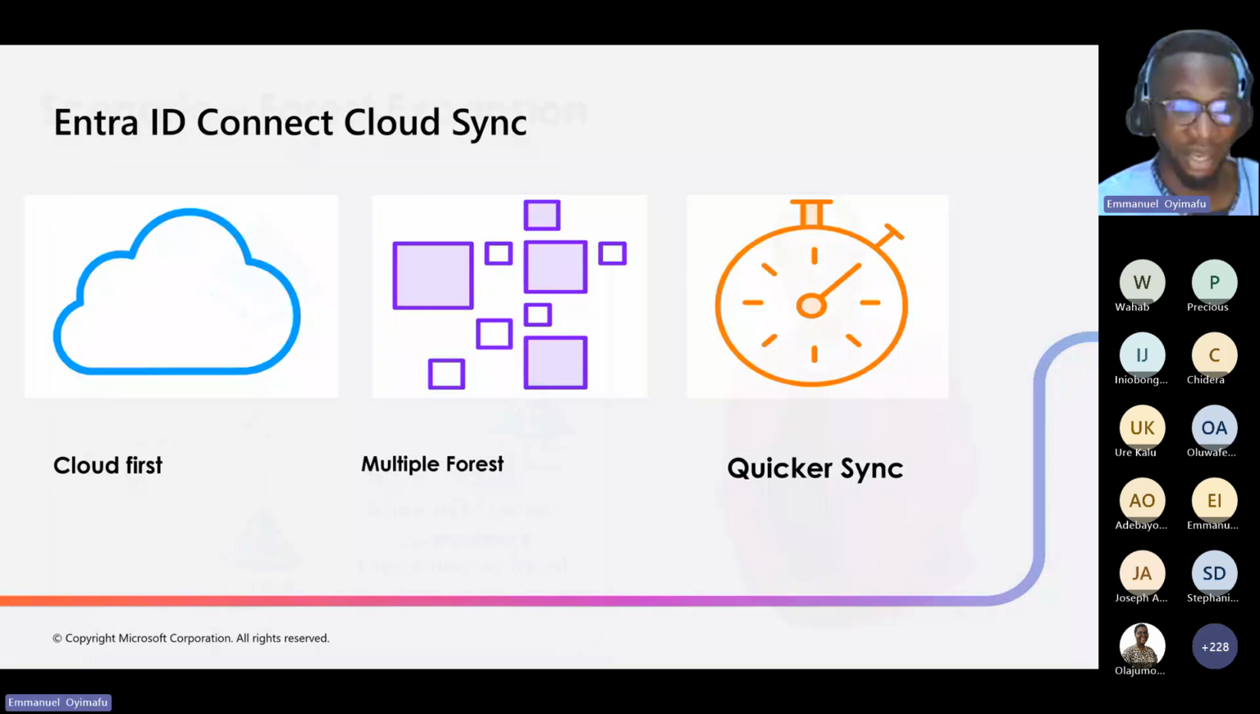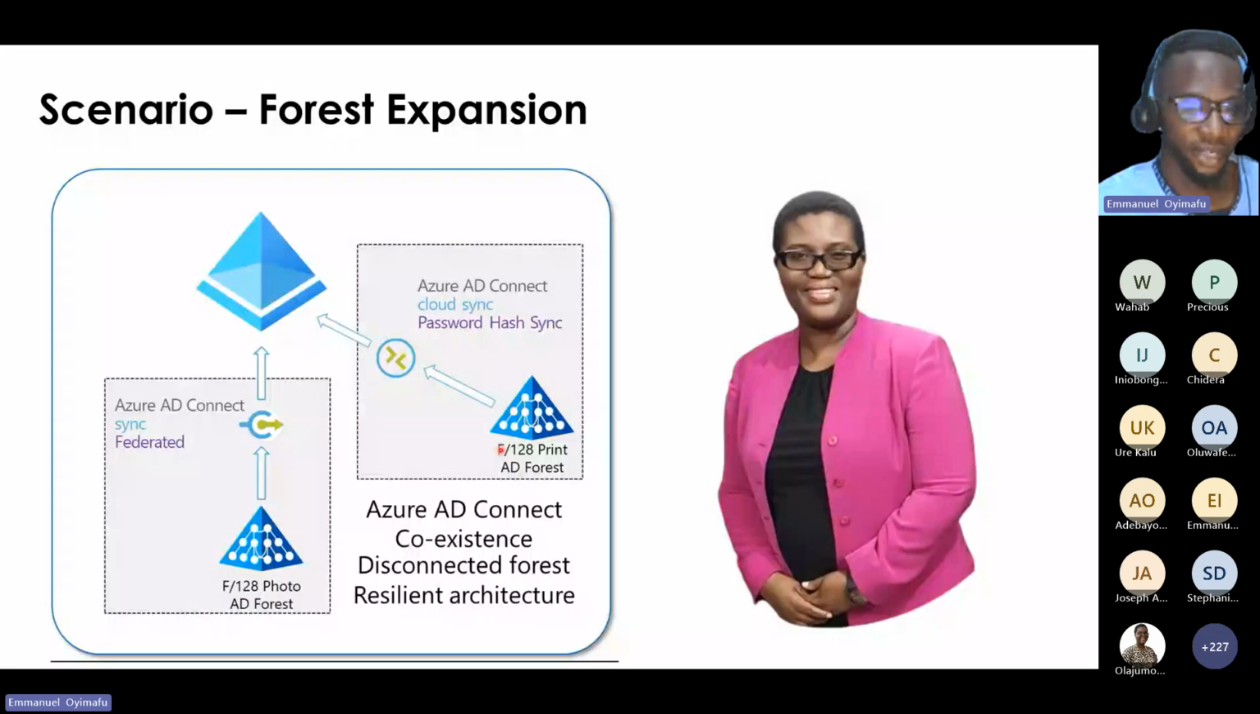This is MJ. So let's say she purchased, she's the owner of this forest. So this is a forest. She owned this forest and she owned this forest. So this is print, this is photo. These forests now, they are not in any way connected to each other. They are not connected to each other.